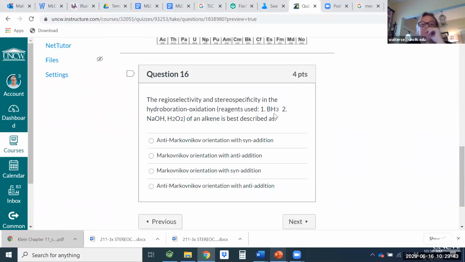Okay. So this is hydroboration oxidation. So this is anti-Markovnikov addition of water. And they add with syn addition. They add both on the bottom side of one face.